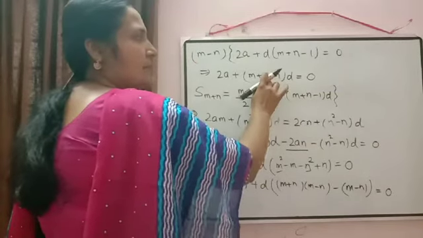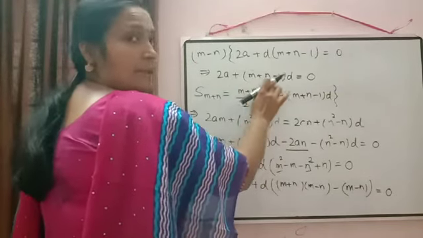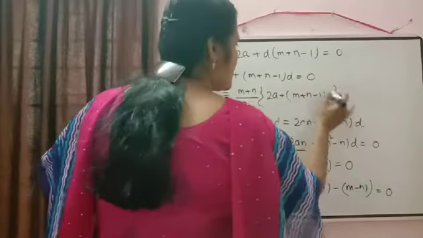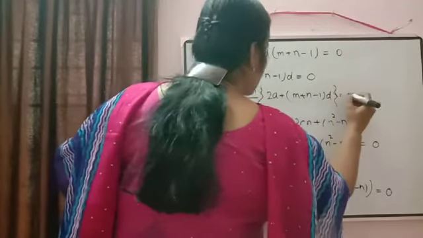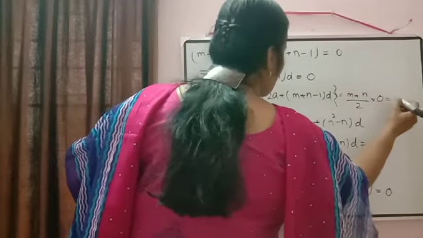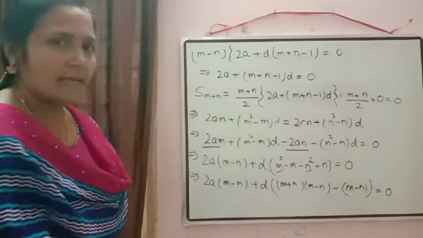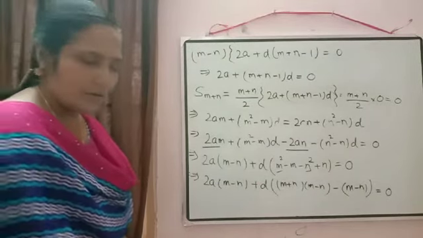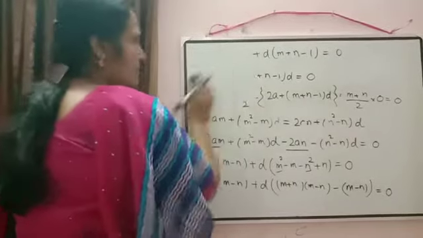Just to check the previous step. 2a plus m plus n minus 1 into d is equal to 0. So this expression will become now 0, and 0 multiplied by anything will be equal to 0. So S(m plus n) is equal to 0. So I hope this question is clear. Okay. Now we can check the next question.